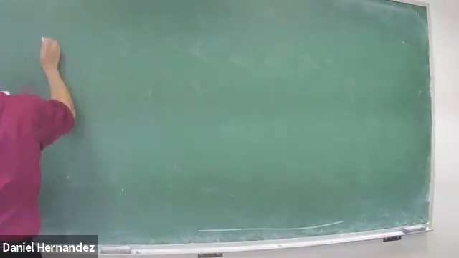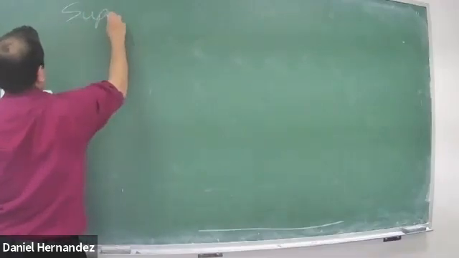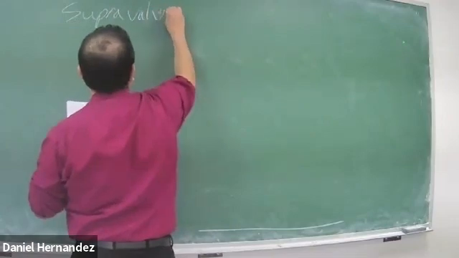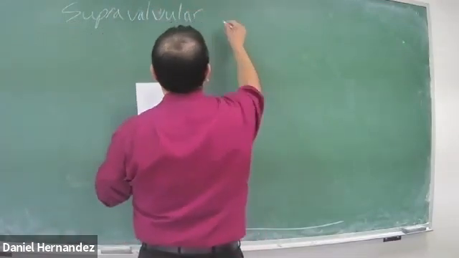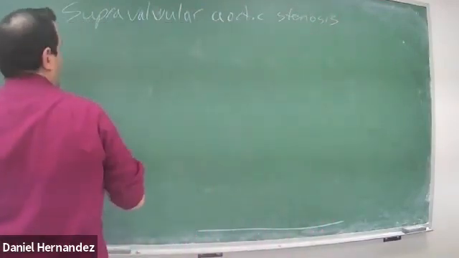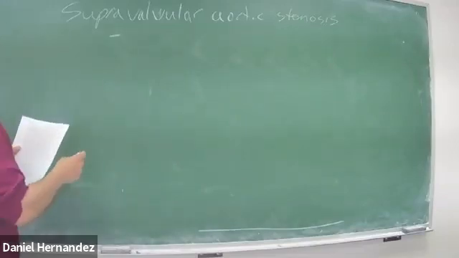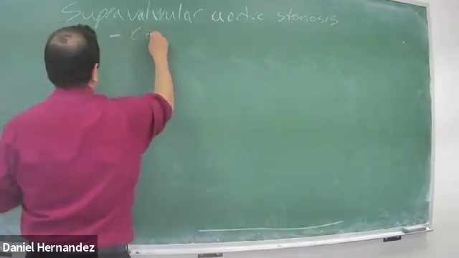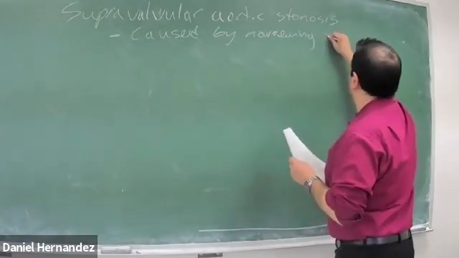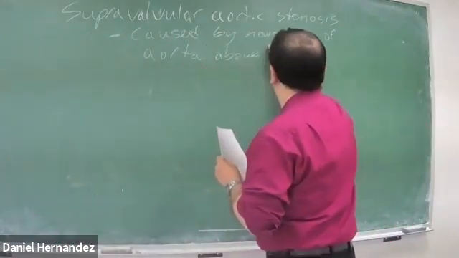Another condition that we could potentially have would be supravalvular aortic stenosis. So as the name implies, this is an obstruction caused by a narrowing of the aorta above the aortic valve, caused by narrowing of the aorta above the valve level.